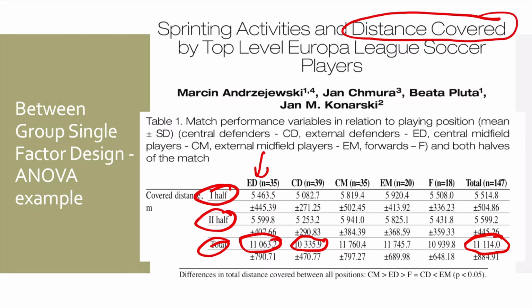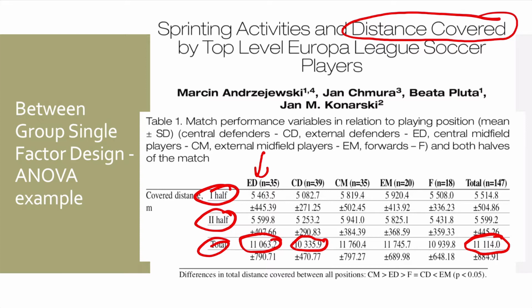We see that the external defenders ran further than the central defenders. The central midfielders ran slightly more than the external midfielders, but very similar. And then the forwards ran about 11,000. So we see that the defenders ran on average maybe less than the midfielders. But the question would be, is that difference significant? And that would be what we would be studying in this type of study.